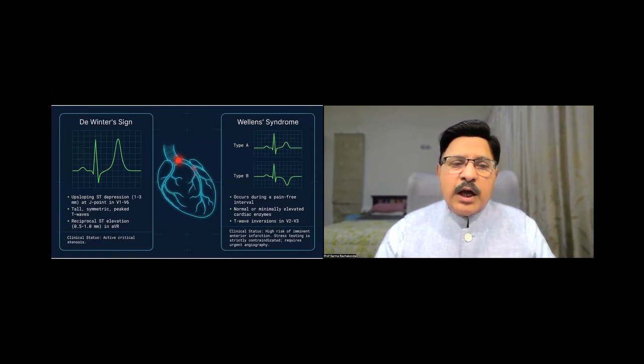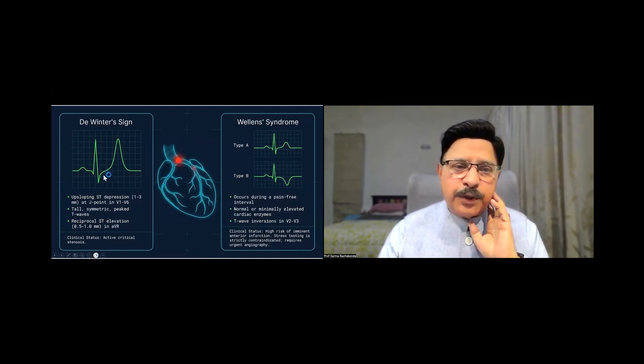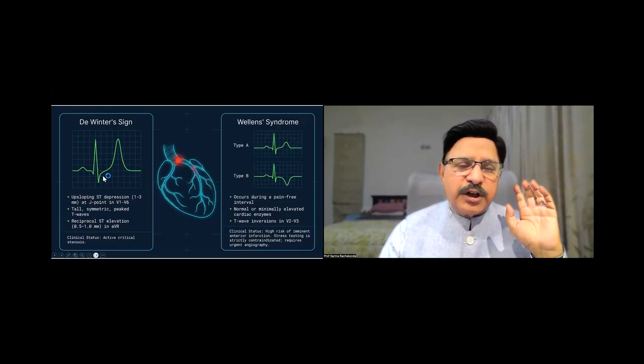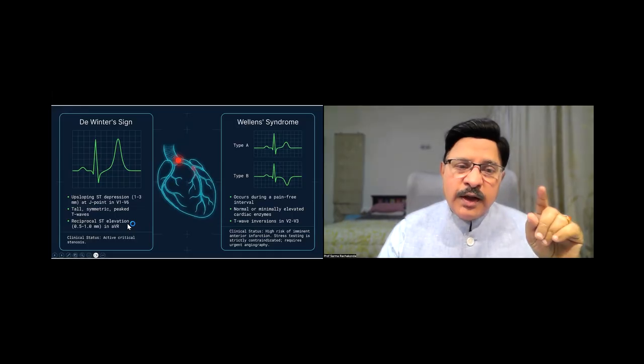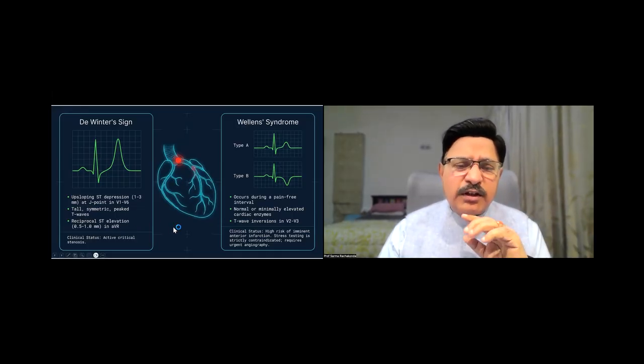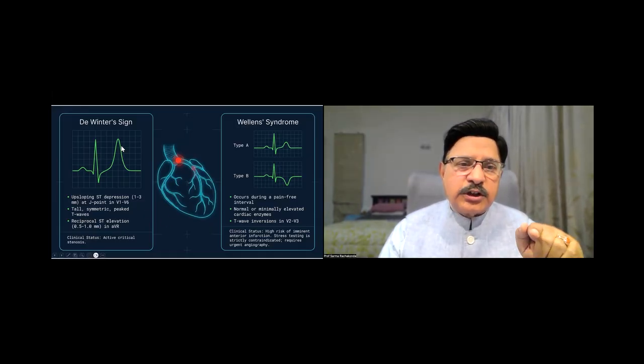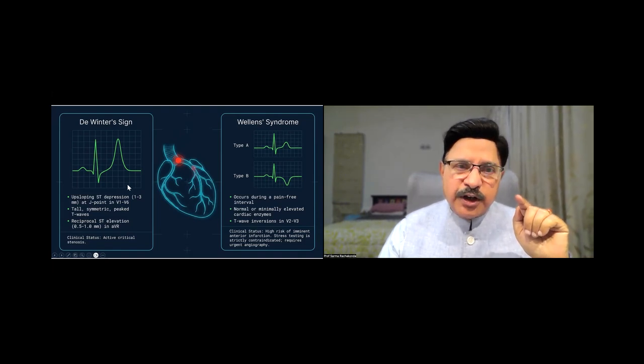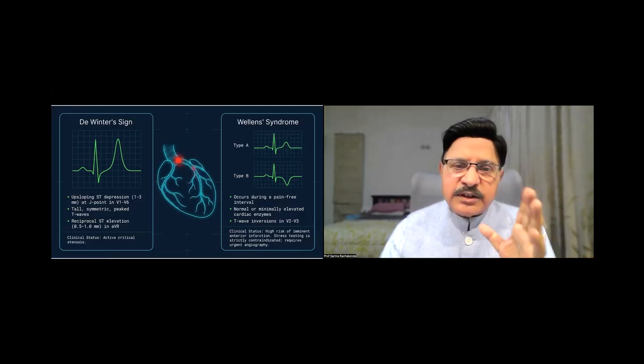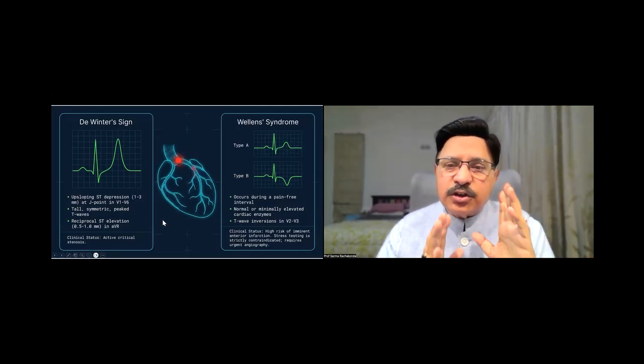How do I diagnose? Upsloping ST depression. This is ST depression, and the ST depression is upsloping. How much? 1 to 3 millimeters, and there will be J point depression. This is the J point. J point depression, V1 to V6. Tall symmetric peaked T waves, reciprocal ST elevation in aVR. Always look for aVR ST elevation. aVR generally is not an important lead. But if you have ST elevation in aVR with V1 to V6 peaked T waves and J point depression, it is called De Winter sign. It suggests left main disease, which is very fatal.